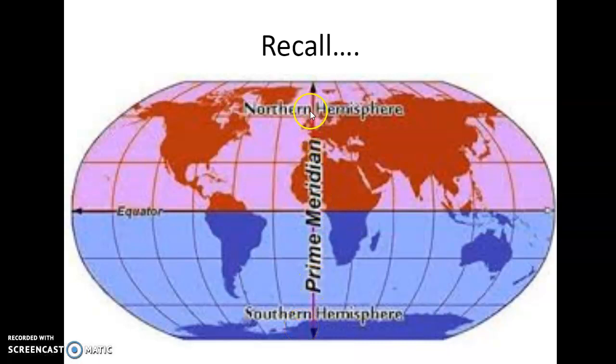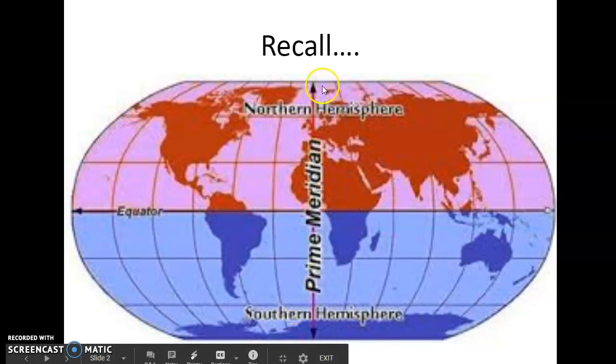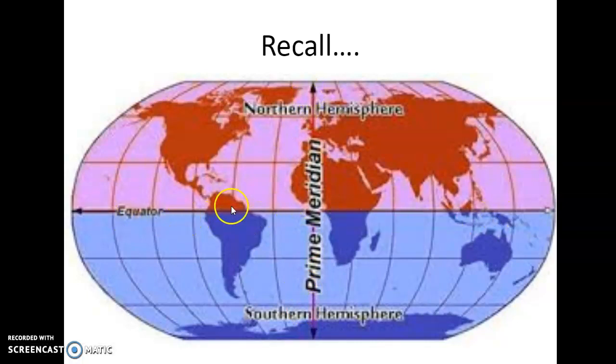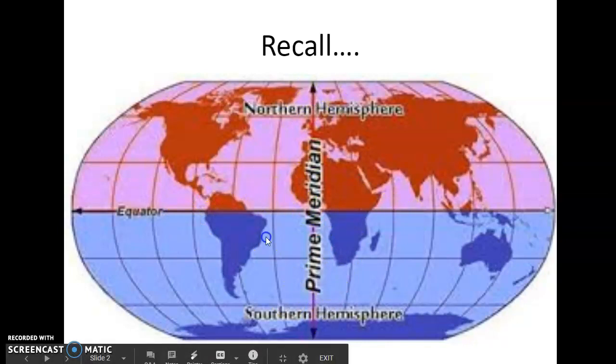So there's also this thing called the prime meridian that is running laterally across the Earth, whereas the equator runs horizontally. So that means, left to right, across, or prime meridian is up and down.